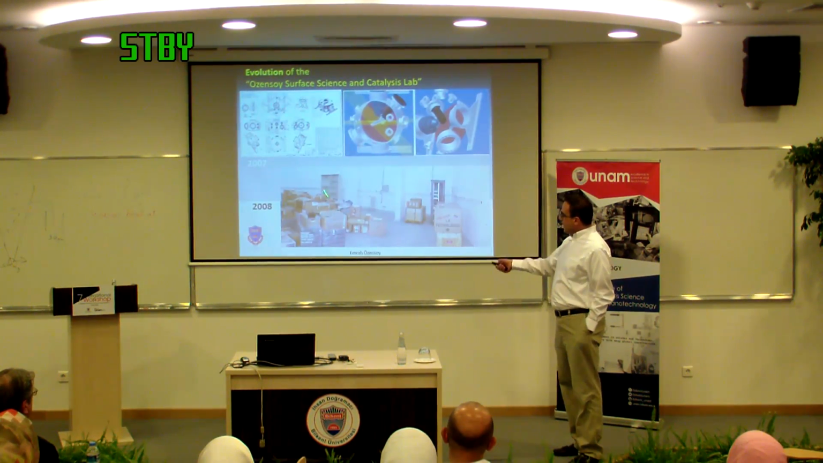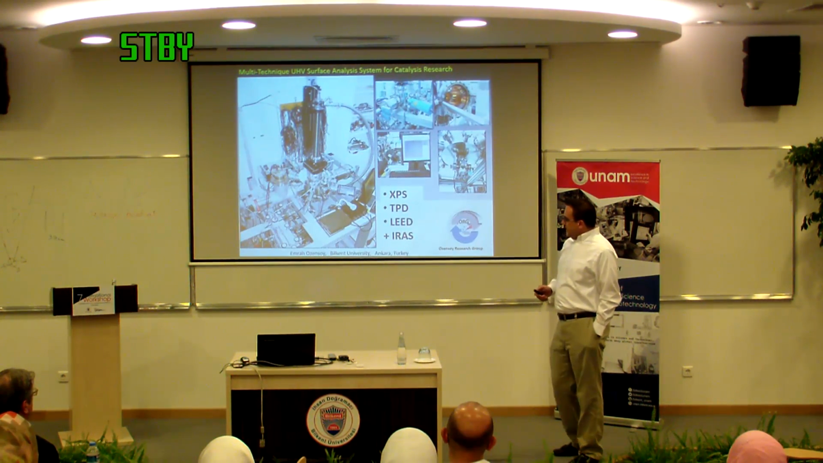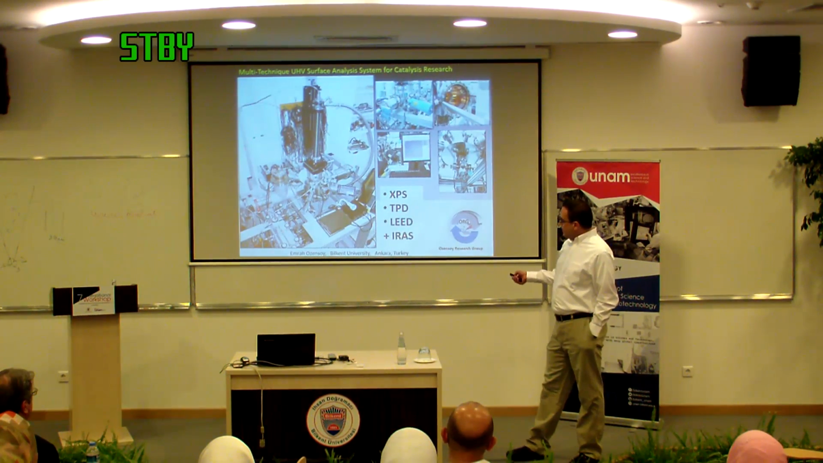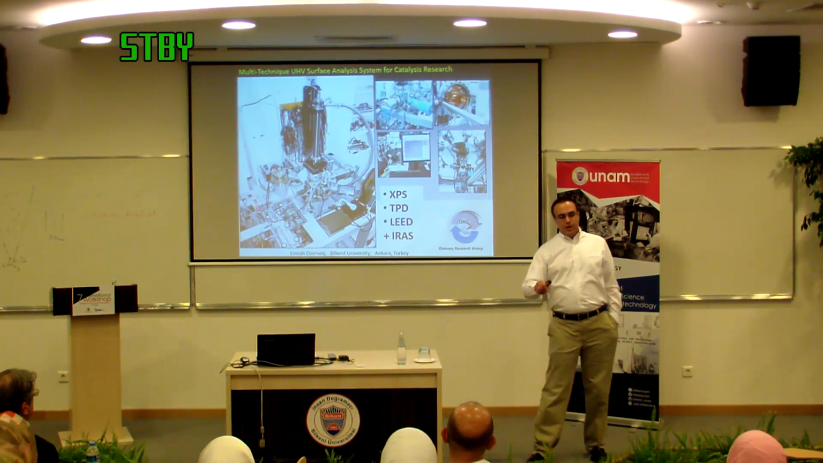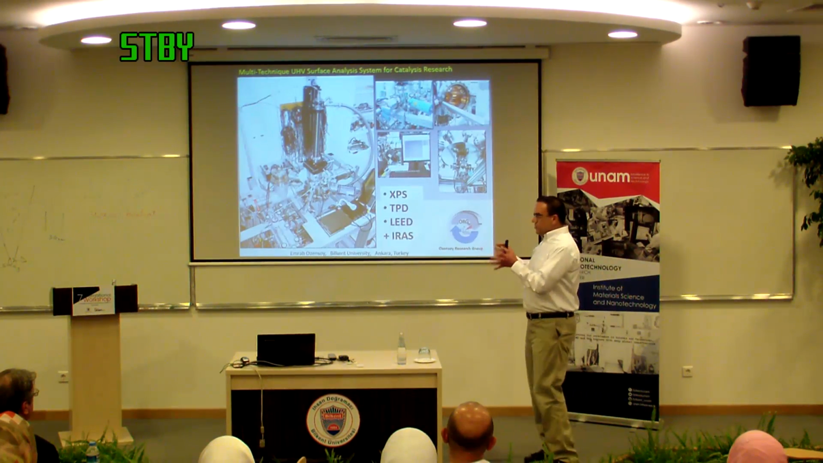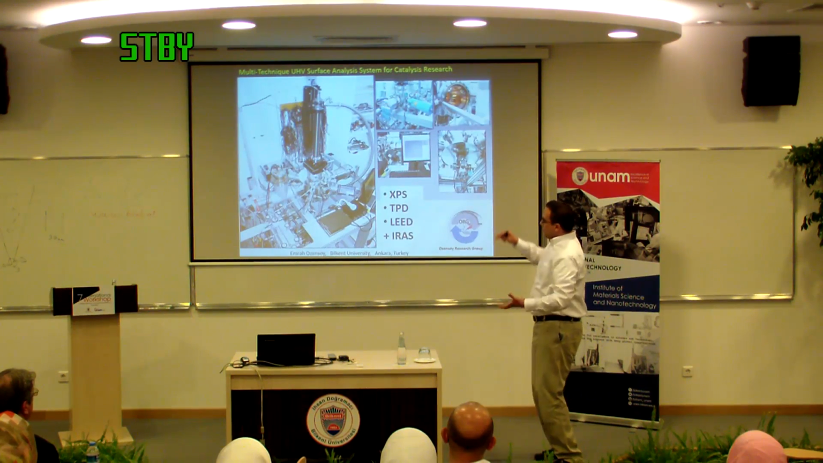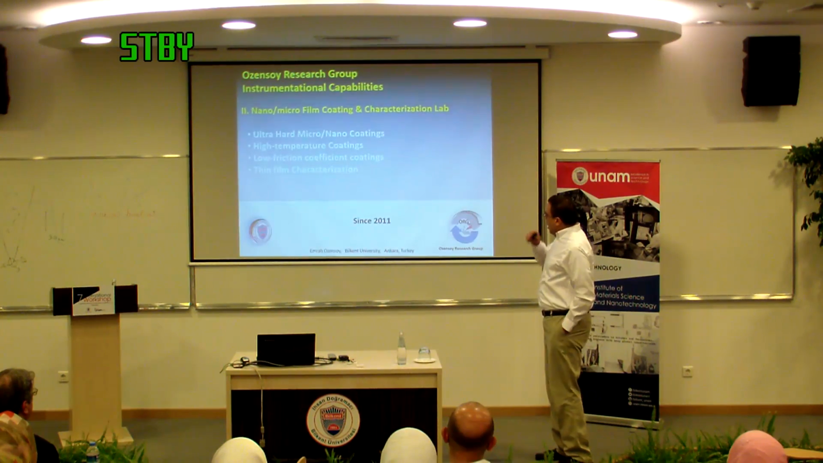This is, for instance, our ultra-high vacuum lab in 2008. This is the first ultra-high vacuum multi-component chamber designed in Turkey, all homemade. It can do X-ray photoemission spectroscopy, temperature programmed desorption, low-energy electron diffraction, and also infrared reflection absorption spectroscopy to look at single crystal surfaces under ultra-high vacuum with high resolution. You're more than welcome to visit this. Now it's even bigger, so it's actually a really large instrument. It's all custom design.